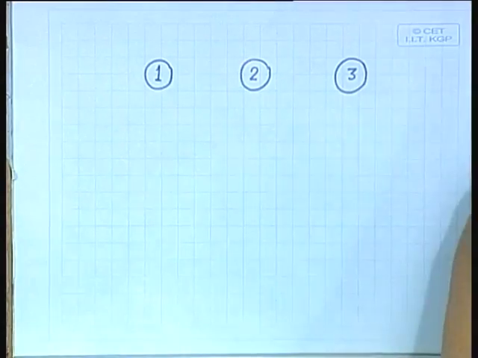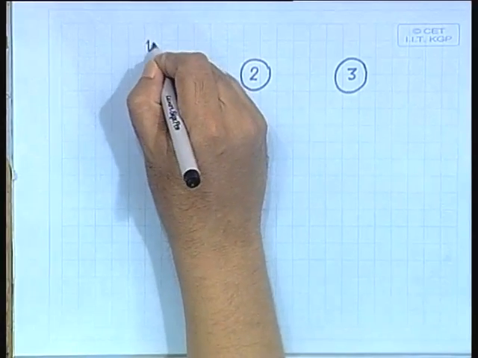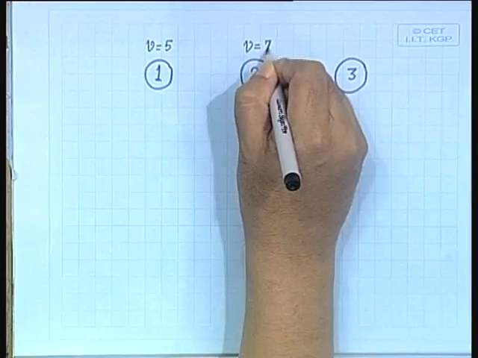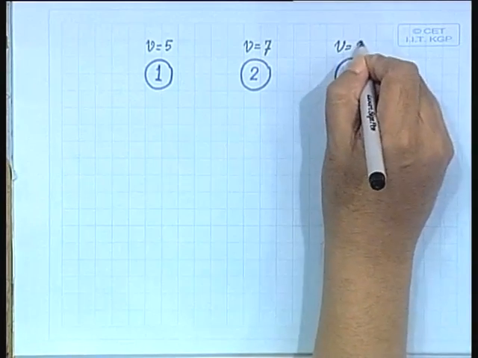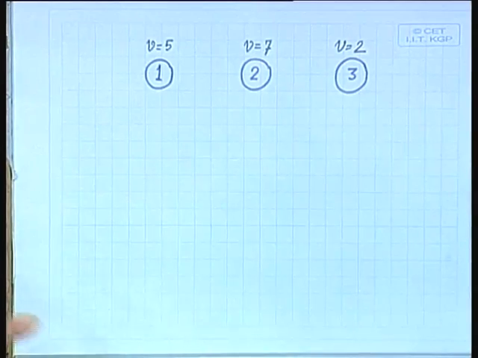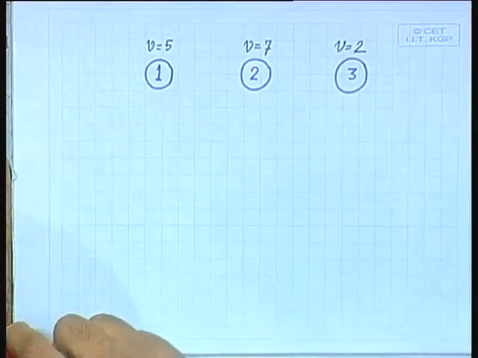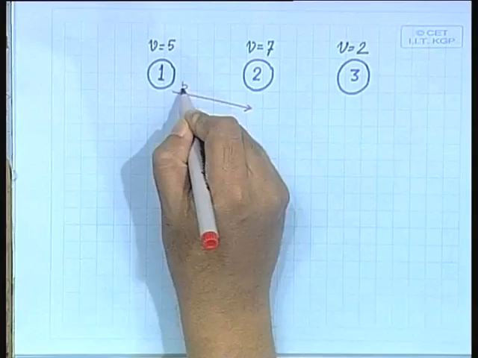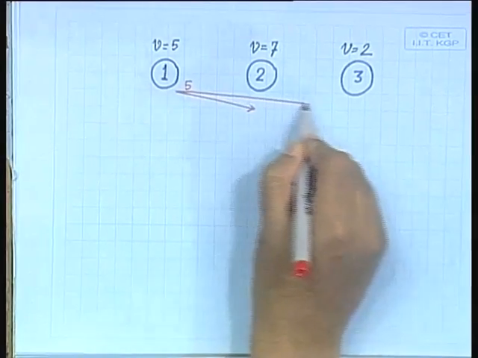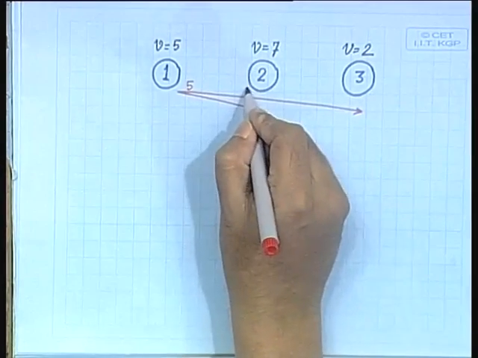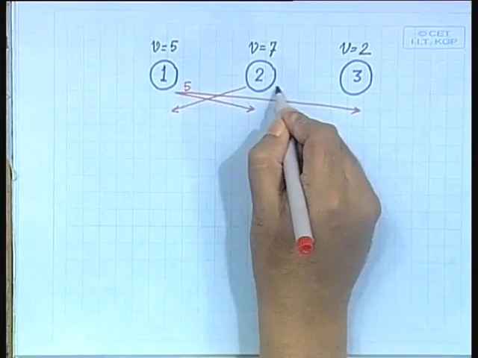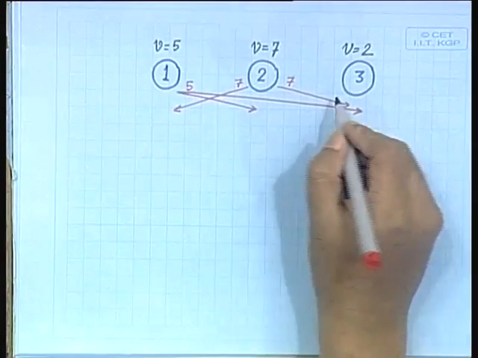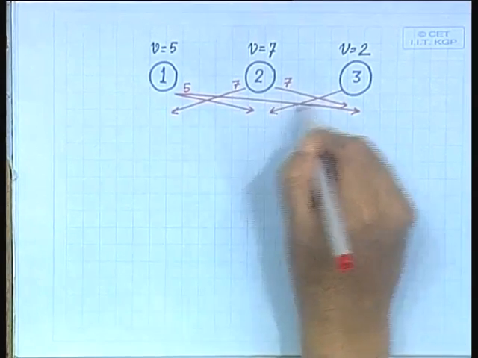All right. So now let us see the values of V is 5 here, V is 7 here. So again in the first round this one sends 5, this one sends 7, and this one sends 2.